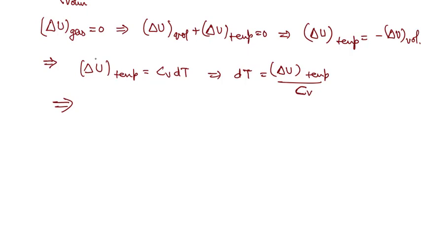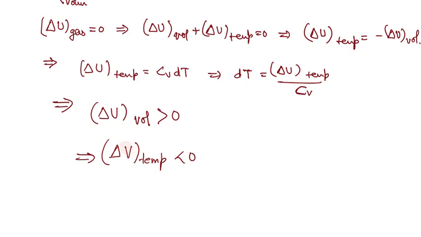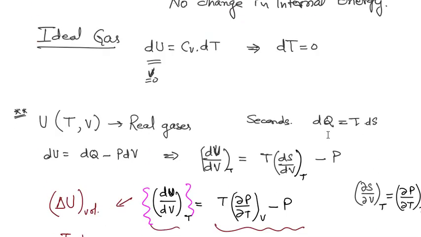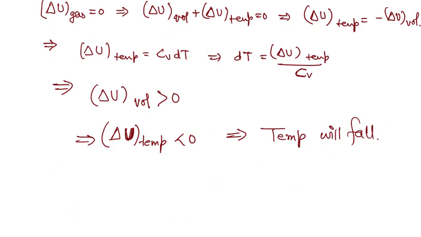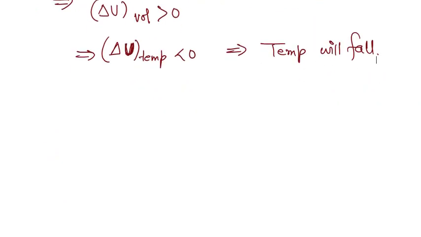This was just to tell you that there are two different components, and from detailed analysis you will get to know that delta U of volume is greater than zero. This implies that if this quantity is greater than zero, then delta U due to temperature is less than zero. So what does it mean? The temperature will fall. In the ideal gas, we have seen that there is no effect on temperature, but in a real gas, the temperature will be lower than the earlier temperature.